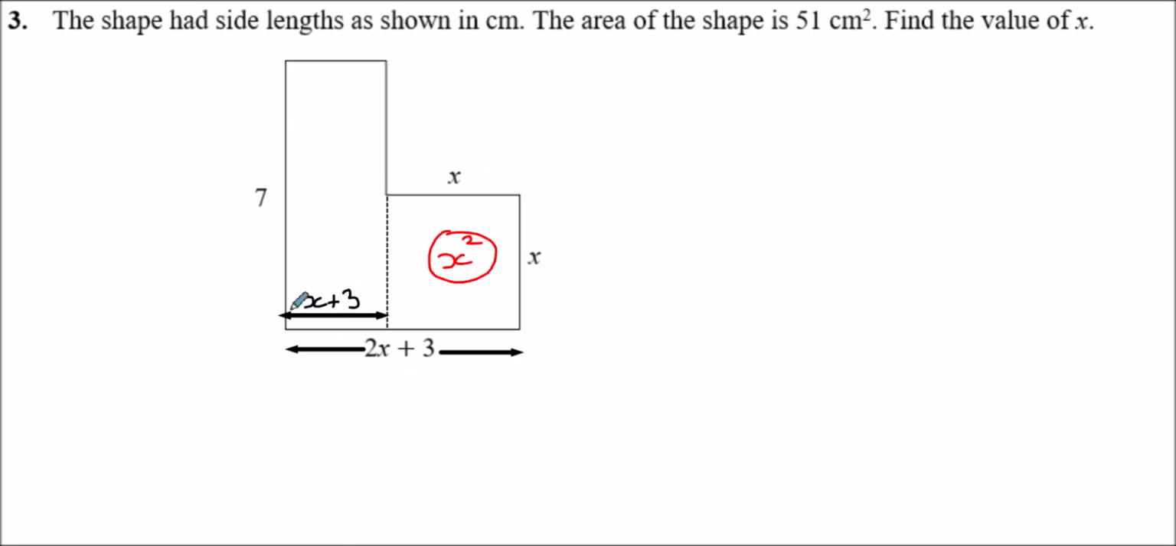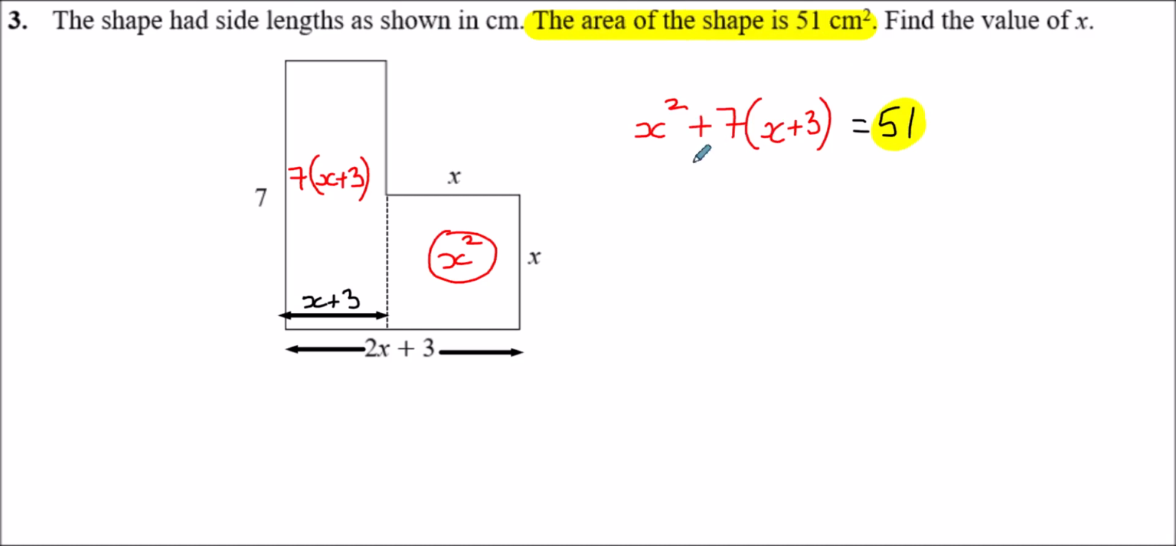So this rectangle is 7 long multiplied by x plus 3 wide. Area of a rectangle is length times width, so this area here would have an expression which is 7 brackets x plus 3. So in terms of x, we now know that the area of this shape must be x squared plus 7 lots of x plus 3. But we're also told in this question that this area has to be equal to 51, because it says right here.